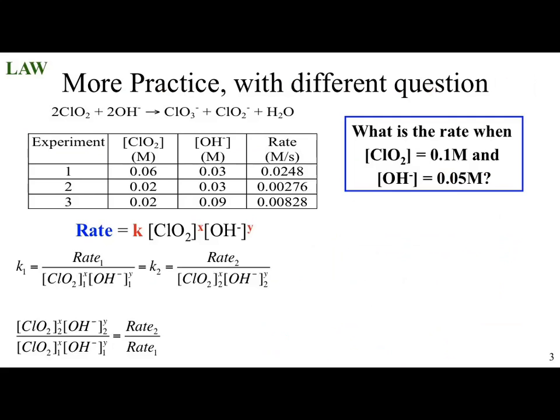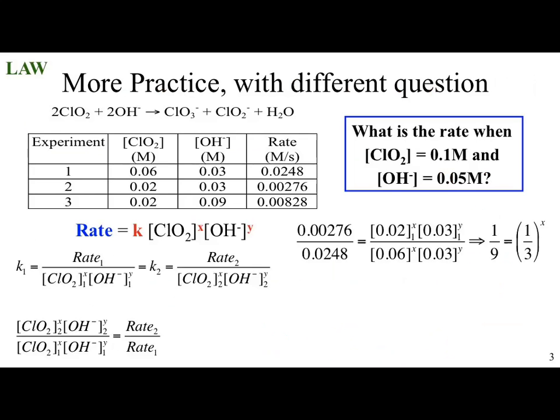So if we, let's see, did I do the right one? When we compare experiment 2 to 1, the concentration of hydroxide does not change, which means ultimately, regardless of what that y value is, those terms cancel out. The only variable left at this point is that x value. I can then plug in all my numbers and solve for it.